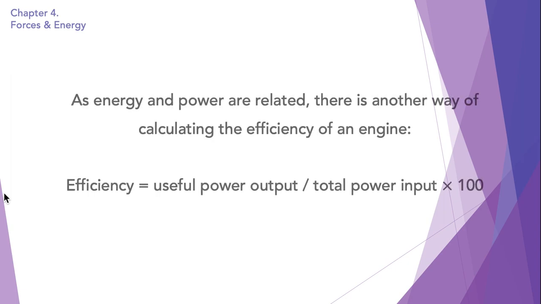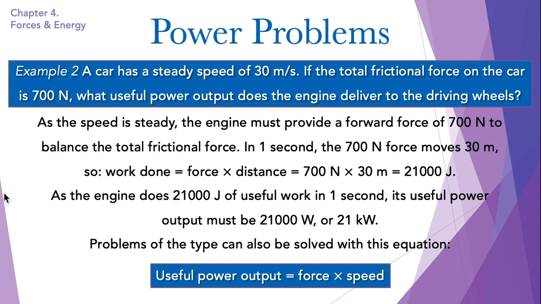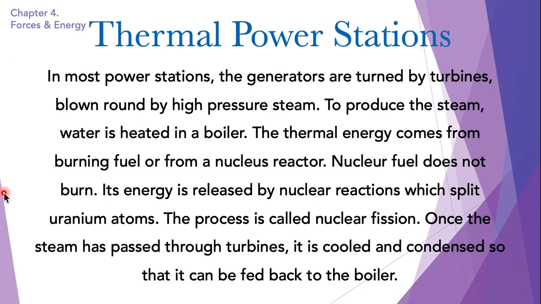And after reading power, we also found another way of calculating efficiency of an engine by useful power output divided by total power input. So after this, we did some power problems in which we used the work done equation as well as the power equations and the efficiency equations. We did two big questions, and after this, we understood thermal power stations.